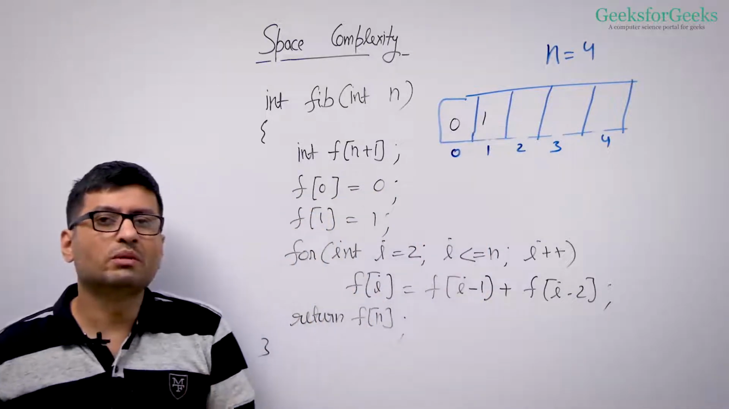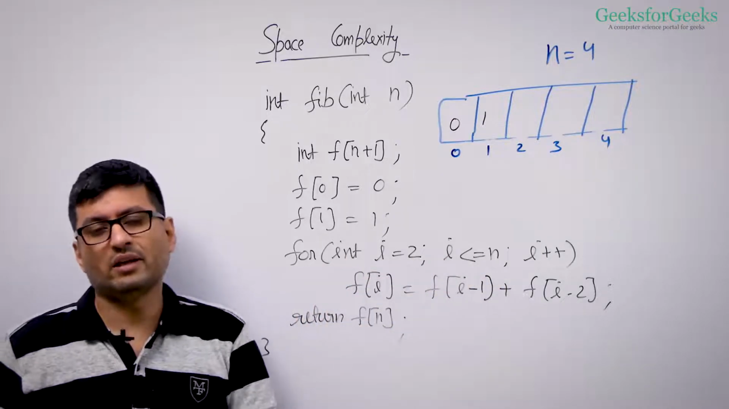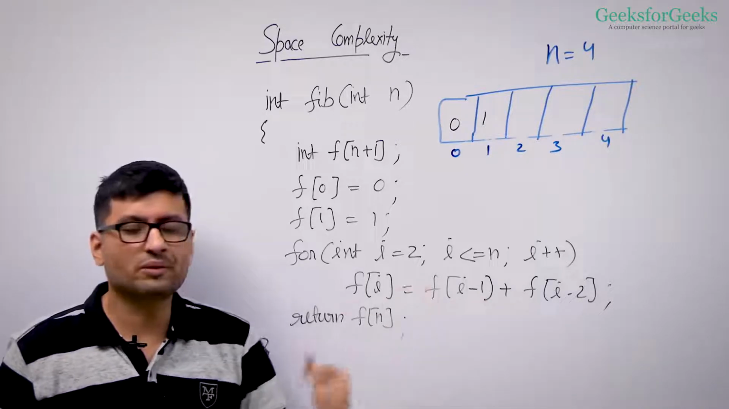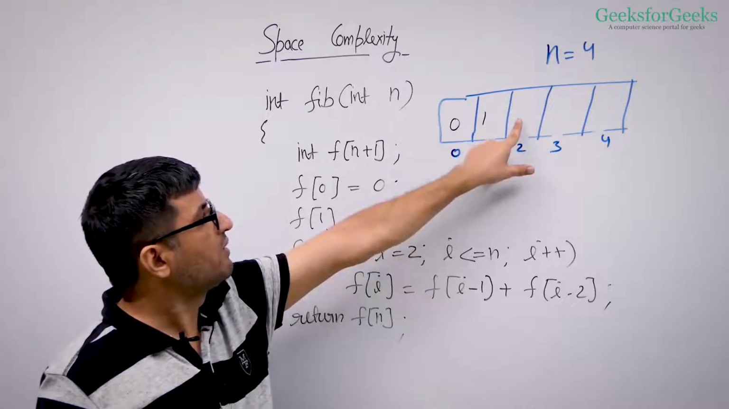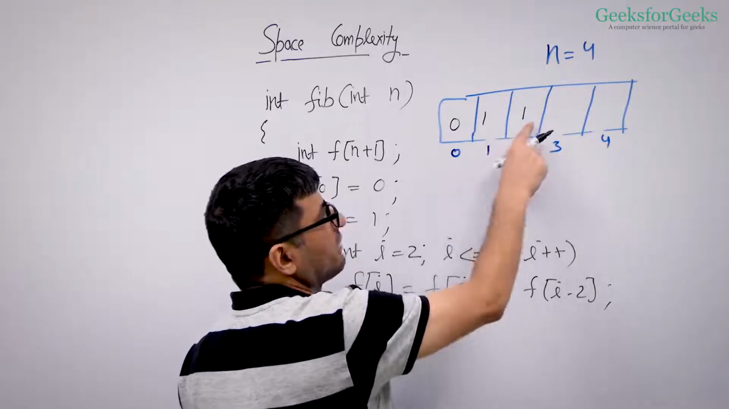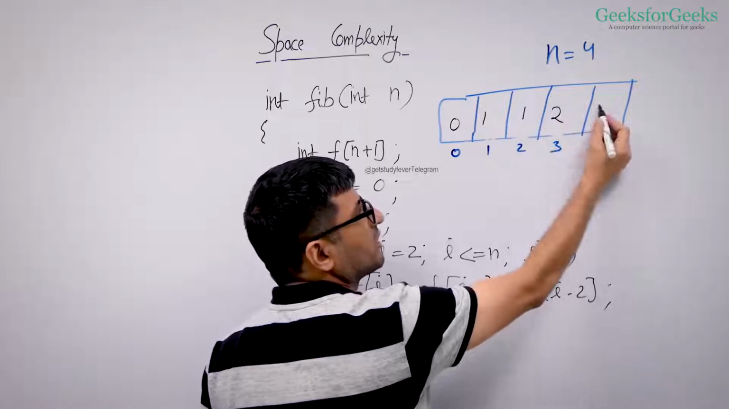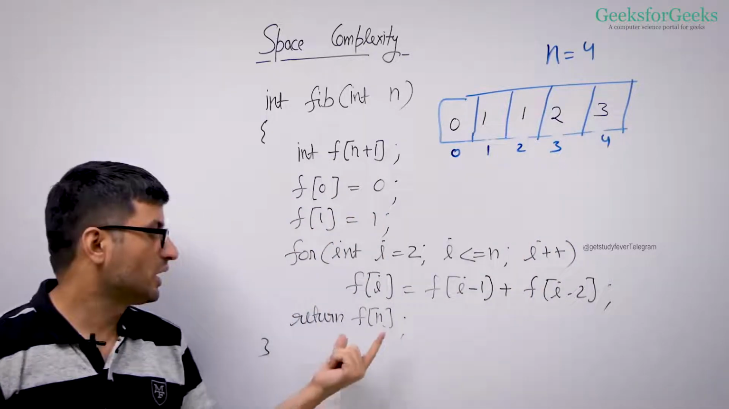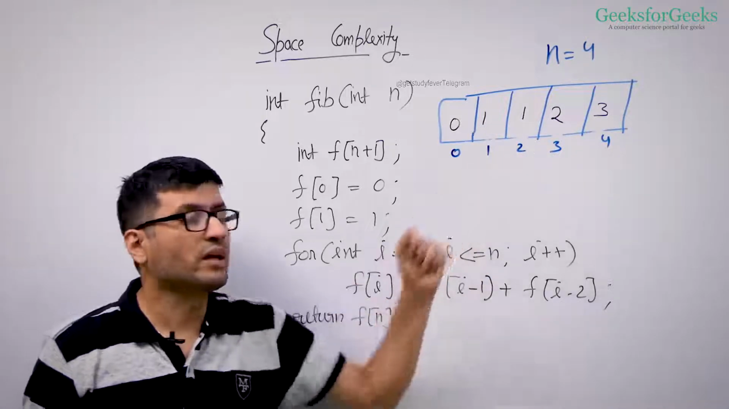Now I run a loop for i equal to 2 to i equal to n and i plus plus, and what do I do in this loop? I use the same recursive formula. So this becomes i minus 1 plus i minus 2, so it becomes 1. This becomes i minus 1 plus i minus 2, so it becomes 2. And this becomes 1 plus 2, 3. So that's how we compute the Fibonacci numbers now. And we return the result as 3.